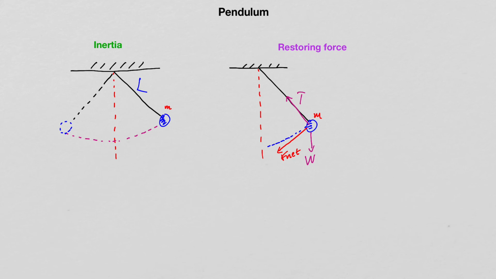And when it reaches the equilibrium position, this net force vanishes because the tension will be pointing straight up, the weight will be pointing straight down, they will be balanced, so there will be zero net force acting on the bob when the bob is right here. And so the bob continues to move because of its inertia, and once it gets on the other side of the equilibrium position, then the restoring force appears again.